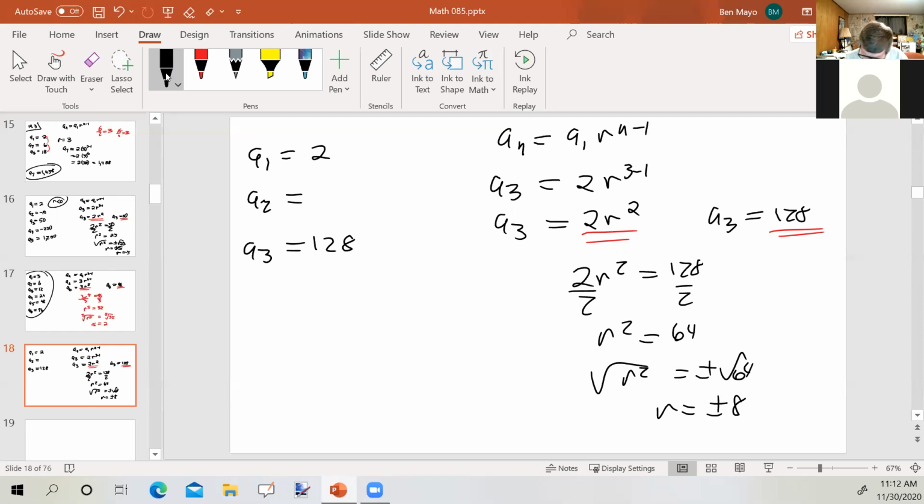Hang on. It appears that I've made a mistake, but let me see. Find the geometric mean between 2 and 128. Okay, 2, 3 minus 1, 2 squared divided by 2 is 64, plus or minus 8. Oh, I see. I was looking at the answers and it gives the geometric means, but I was looking at that thinking that was the answer. That's the common ratio. If we use the positive 8, this would be 16. If we use the negative 8, this would be negative 16.